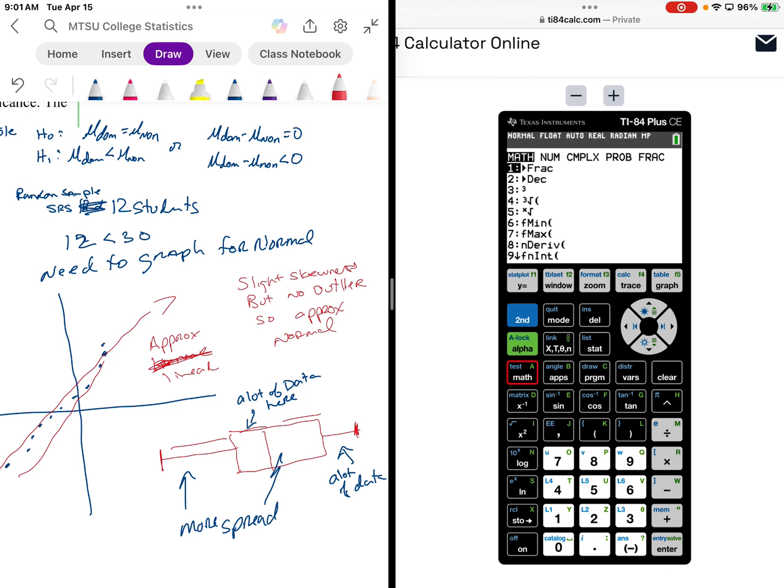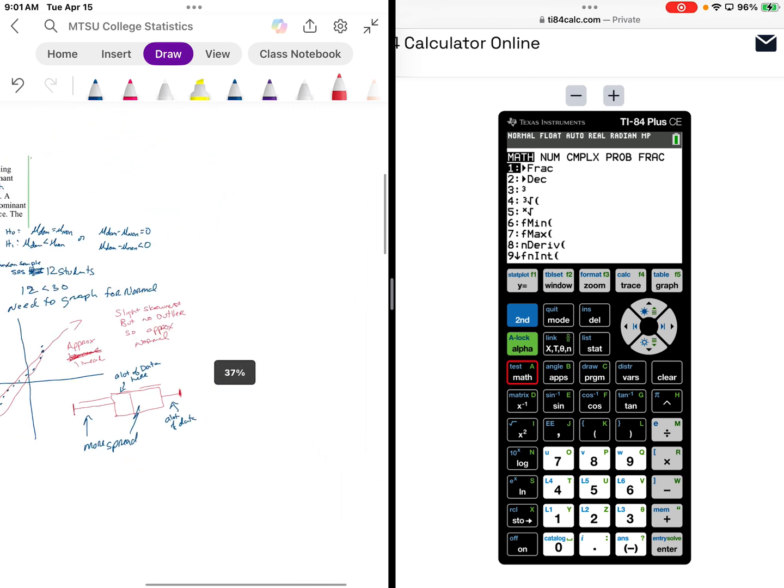If we had an outlier where one of the dots was really far away from the rest of the dots, then we would say, hey, we got an outlier, so we probably wouldn't want to do the normal probability here. But right now, there's not enough information to really hold me back from doing it. So slight skewness is okay, especially when you're in the mid-teens or close to the mid-teens with no outliers. So we're gonna stick with that.